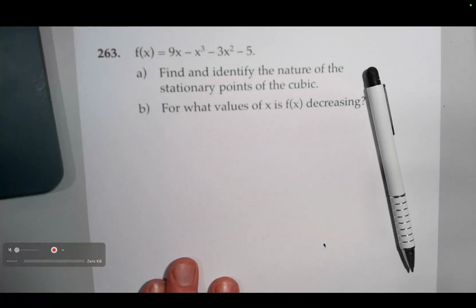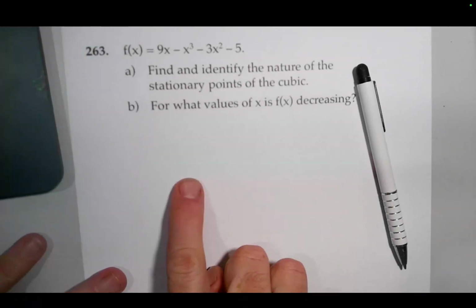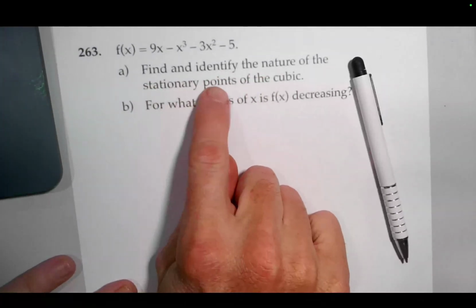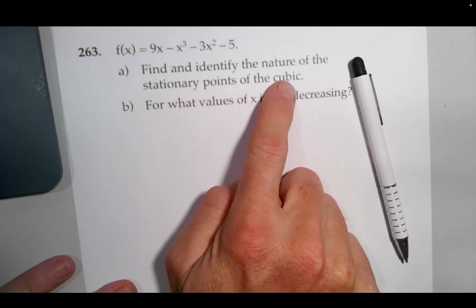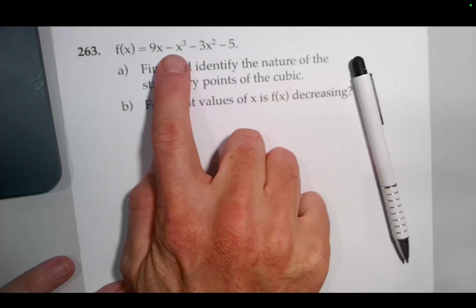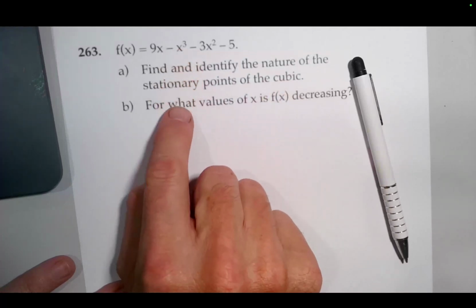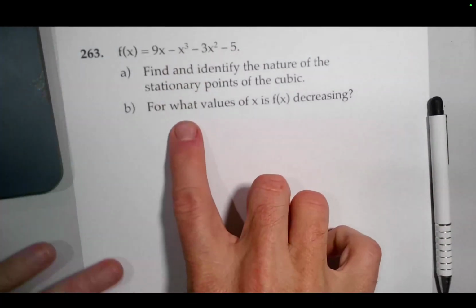Okay, number 263, it says two parts to it. Find and identify the nature of any stationary points on the cubic. How do we know it's a cubic? Look, the highest power of x here is cubed. And part B we'll worry about later.